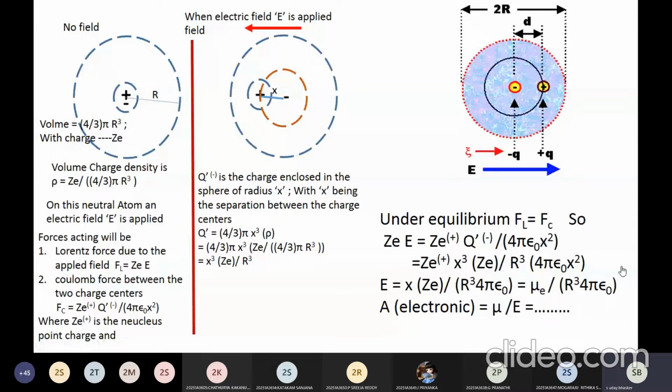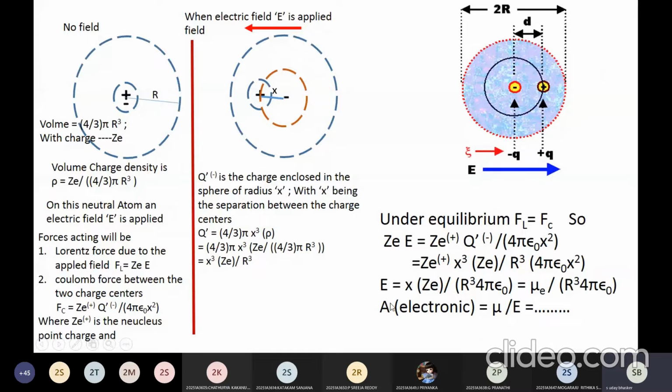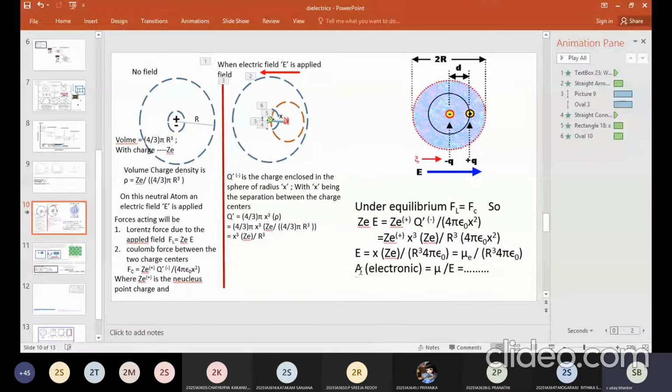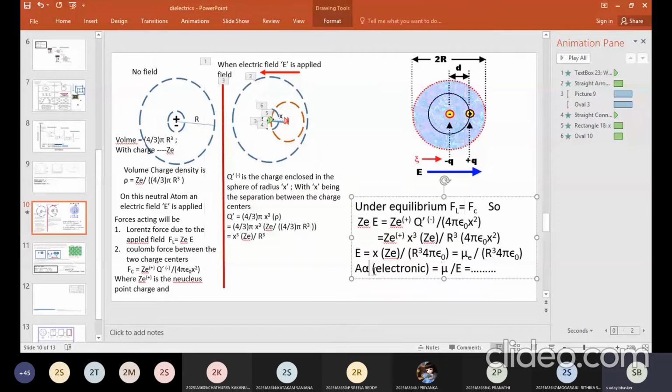Now, this is not A. Sorry, ma. This is alpha. Whatever you see here is basically alpha. I think the symbol got changed. What did we define alpha? Polarisability. Dipole moment produced per unit electric field.